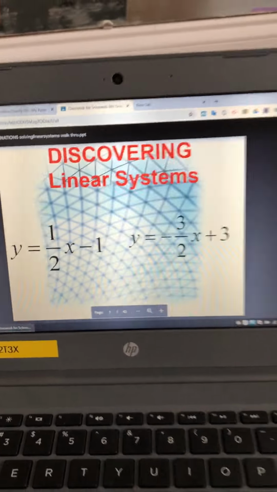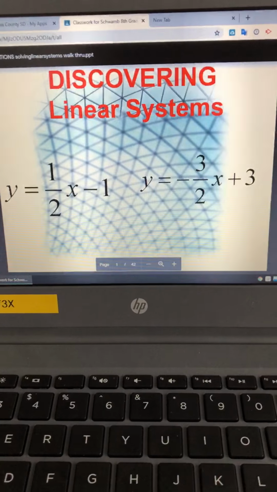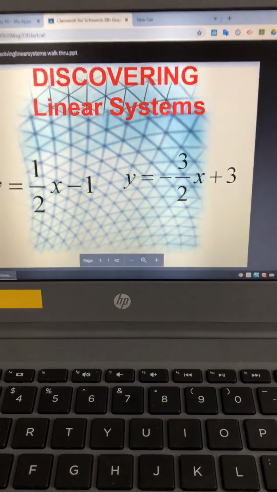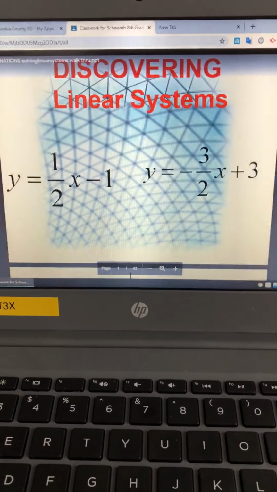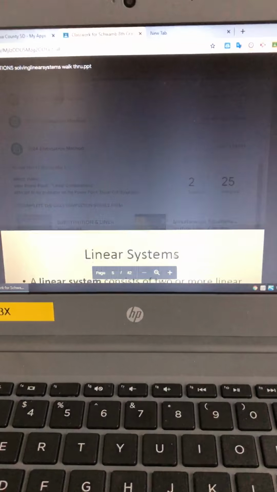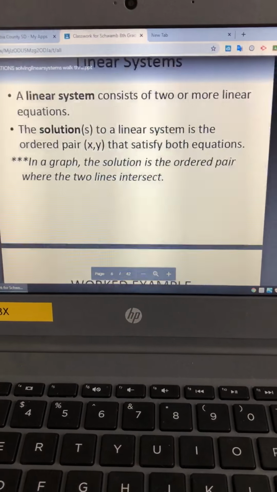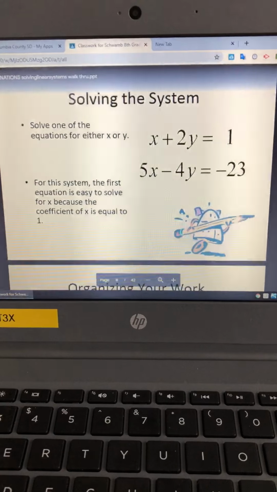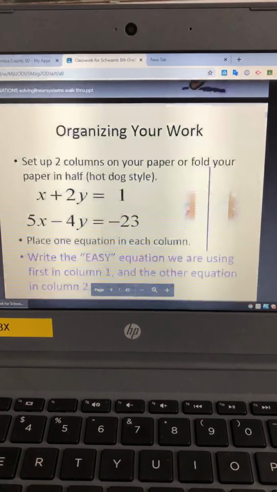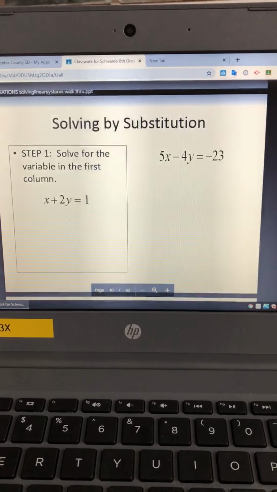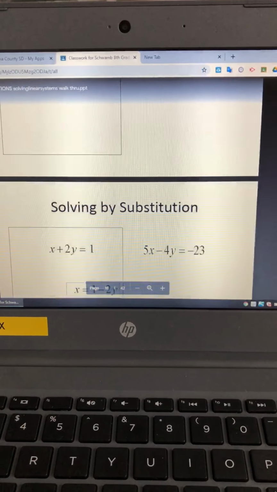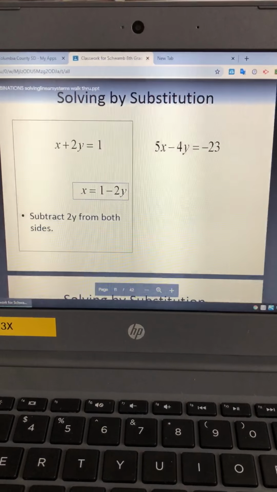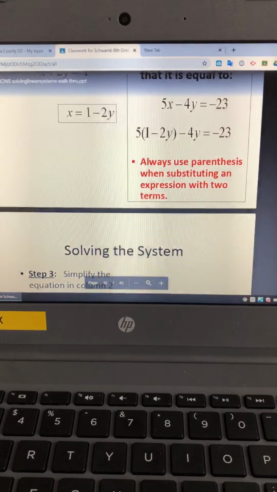Good morning, everybody. Today is Tuesday, March the 24th, and today we are going to continue talking about linear systems. So what you guys have done so far is the graphing part, and then last week you did the substitution. So I'm just going to show you where you want to start today in this PowerPoint. All of this stuff that says substitution, that was from last week.